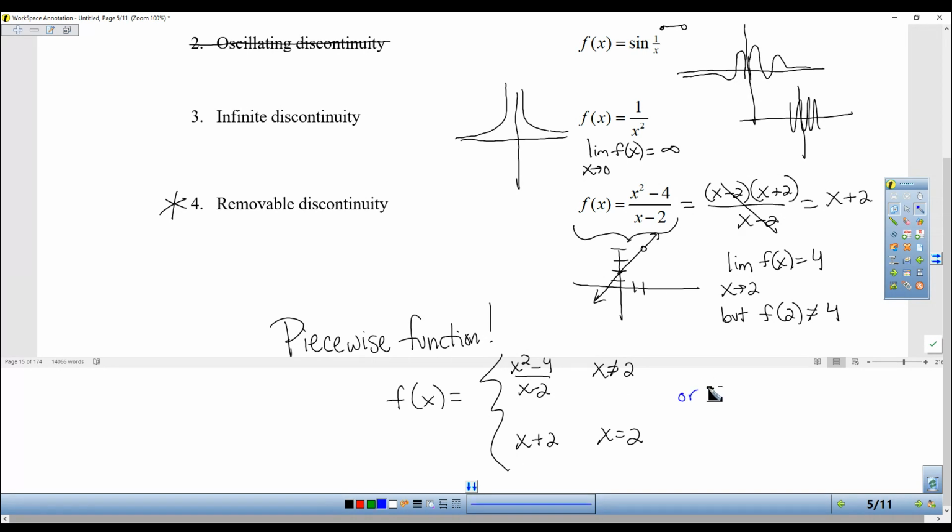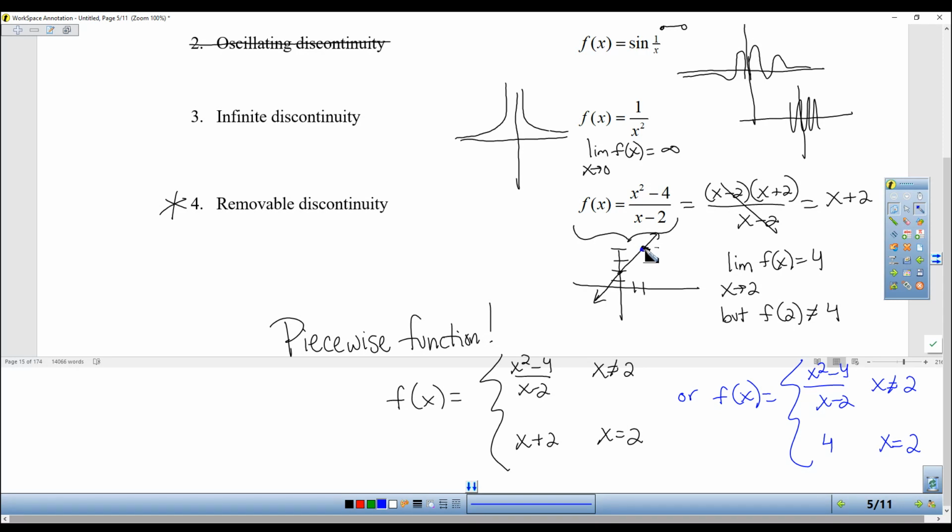Or I also would accept f of x is equal to x squared minus 4 over x minus 2 for x is not equal to 2, or you could just tell me the number. And then you plug the hole with a 4 for when x is equal to 2. Both of those answers are acceptable. So in essence, you've plugged the hole, and now the function is continuous because you at 2 filled that in with a 4.